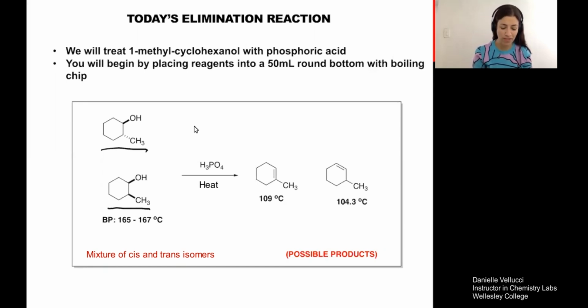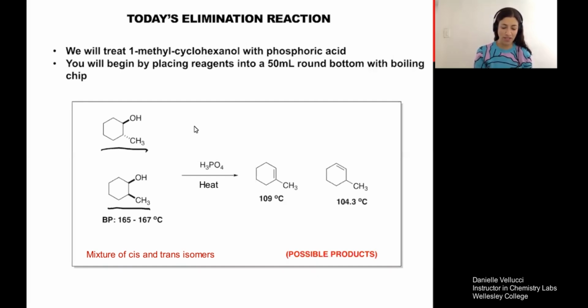We'll be starting by taking these and heating with phosphoric acid to afford an elimination. You could imagine two possible products forming. We'll look at the mechanism through which these can form on the following slide.